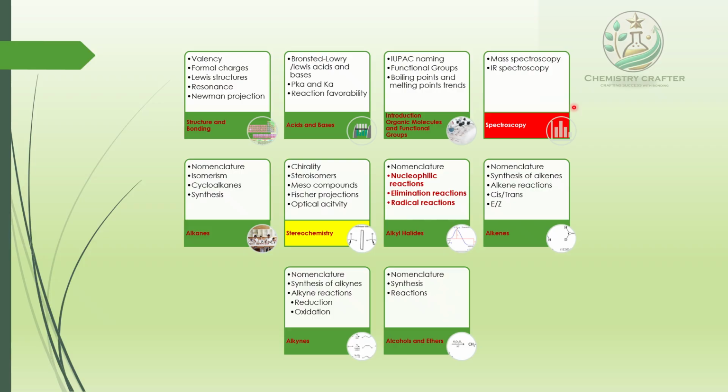Some professors even get into aromatic reactions. They may either end with aromatic in OChem 1 or start OChem 2 with aromatic. So the exceptions between different universities would be spectroscopy and aromatic reactions, which I didn't add because 99% of the time they're in OChem 2, but I just wanted to give you an introduction. So this is all that is covered in OChem 1.